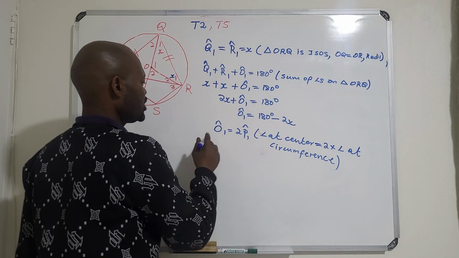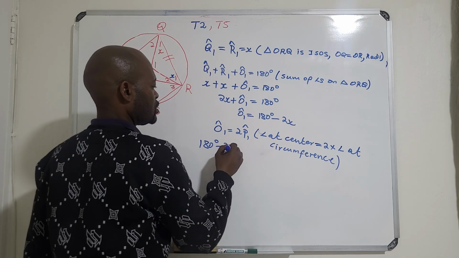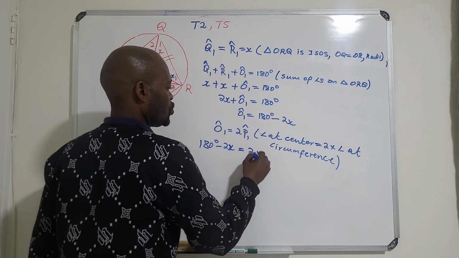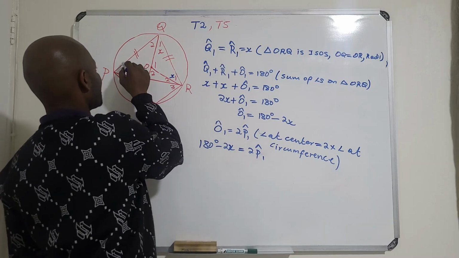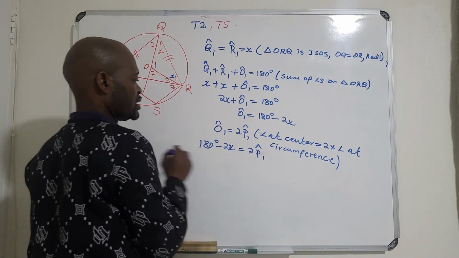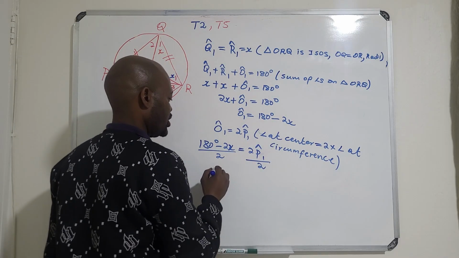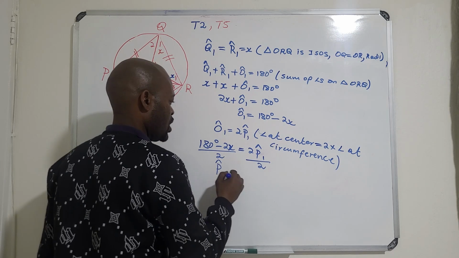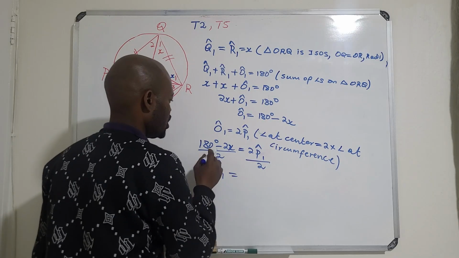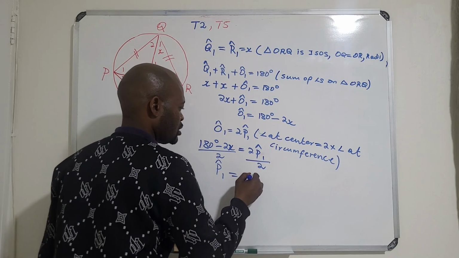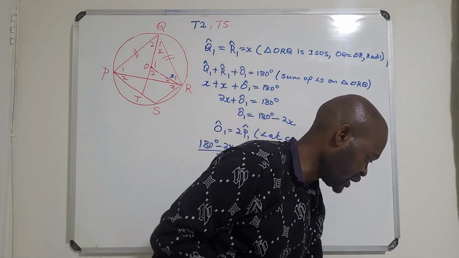Now we know this, which is 180 minus 2x, is equal to 2 angle P1. They said we must express angle P1 in terms of x. Therefore, we divide here by 2, we divide here by 2. Angle P1 is going to be equal to 90 minus x. Angle P1 in terms of x.